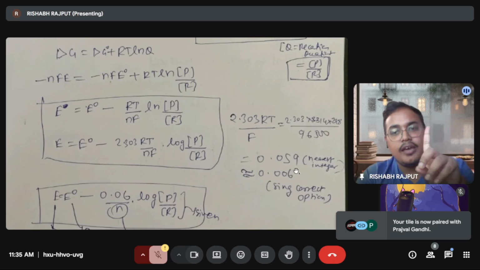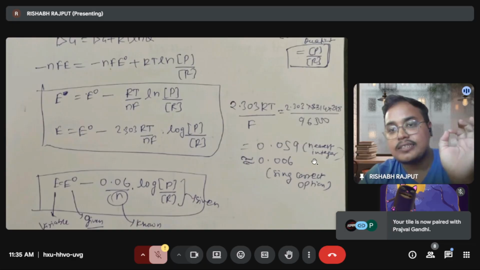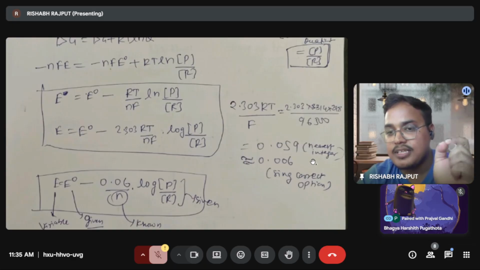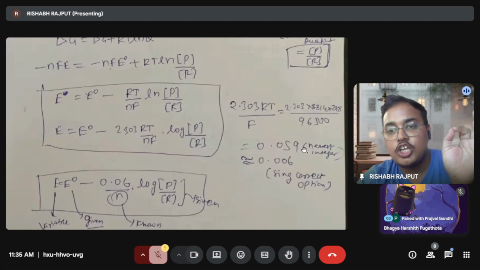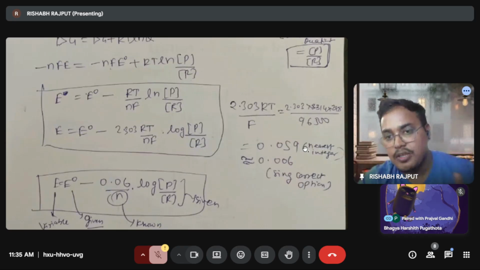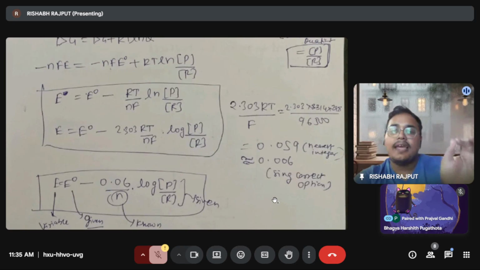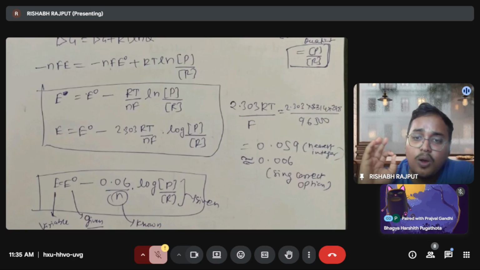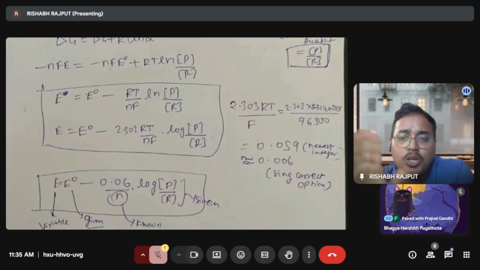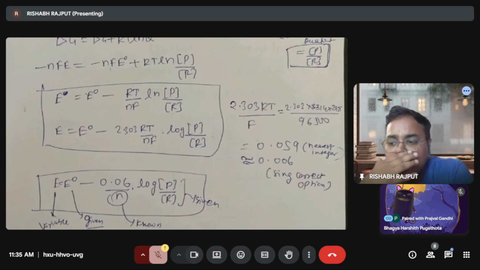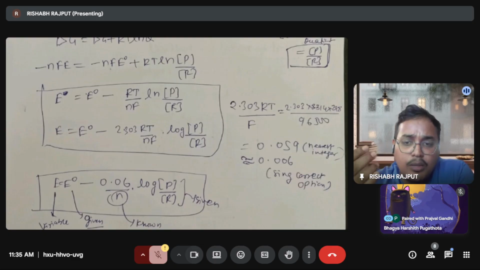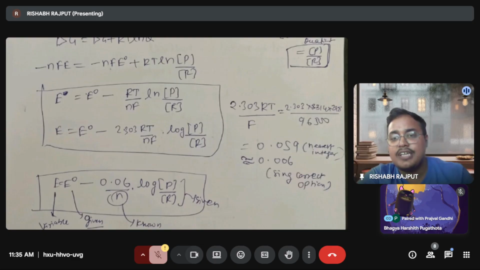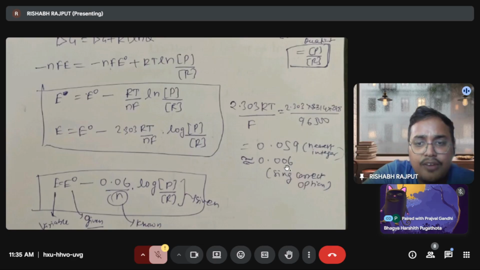Please, guys, remember one thing here. If in the question they ask for the nearest integer value, in JEE Main, then you will always use 0.059. If they ask an MCQ, single correct option, at that time please use only 0.06. Don't use 0.059. This will help you solve numericals very fast. That is why I'm saying, in JEE Main you need nearest integer, and if they give you an MCQ, please use 0.06. It will help you very fast.